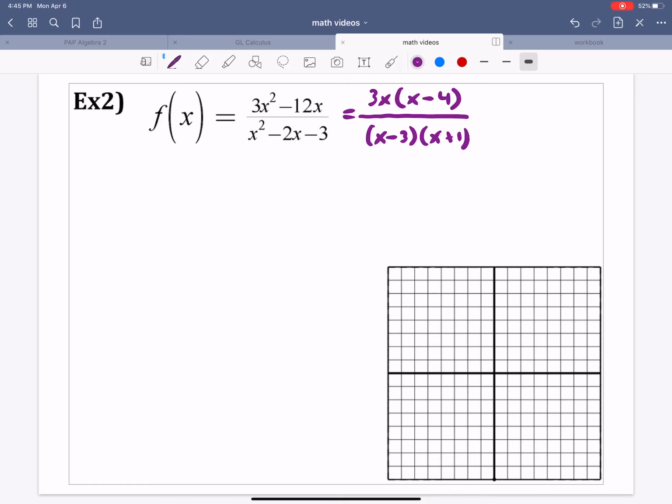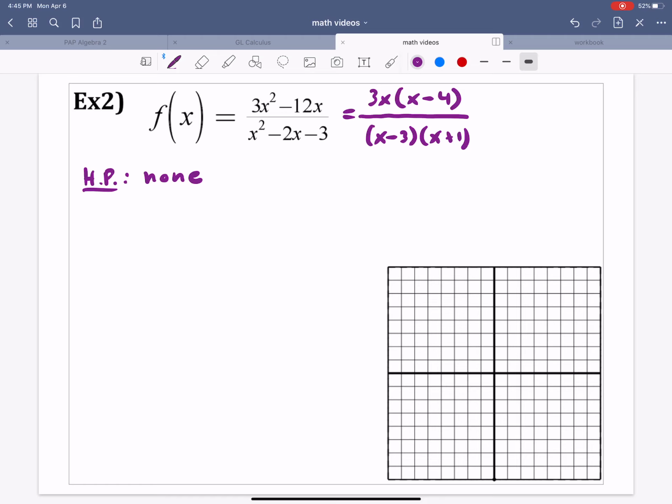As you look at this problem, there's not a factor that cancels on the top and the bottom. So for HP, hiatus point, we would say there's none. There is no hiatus point in this graph. So there is no hole.